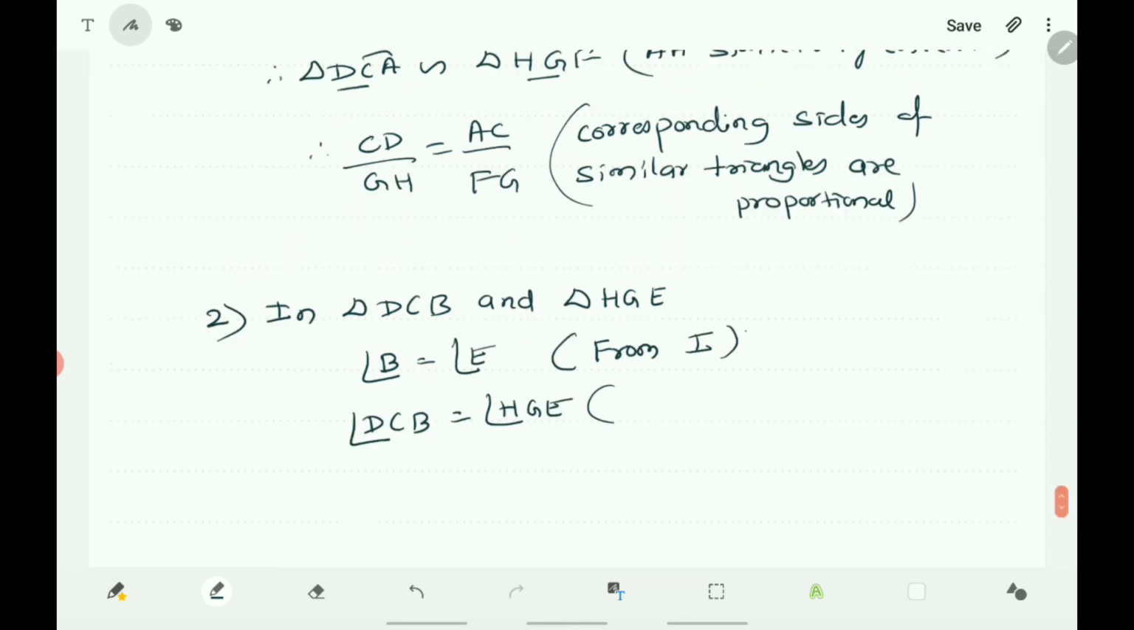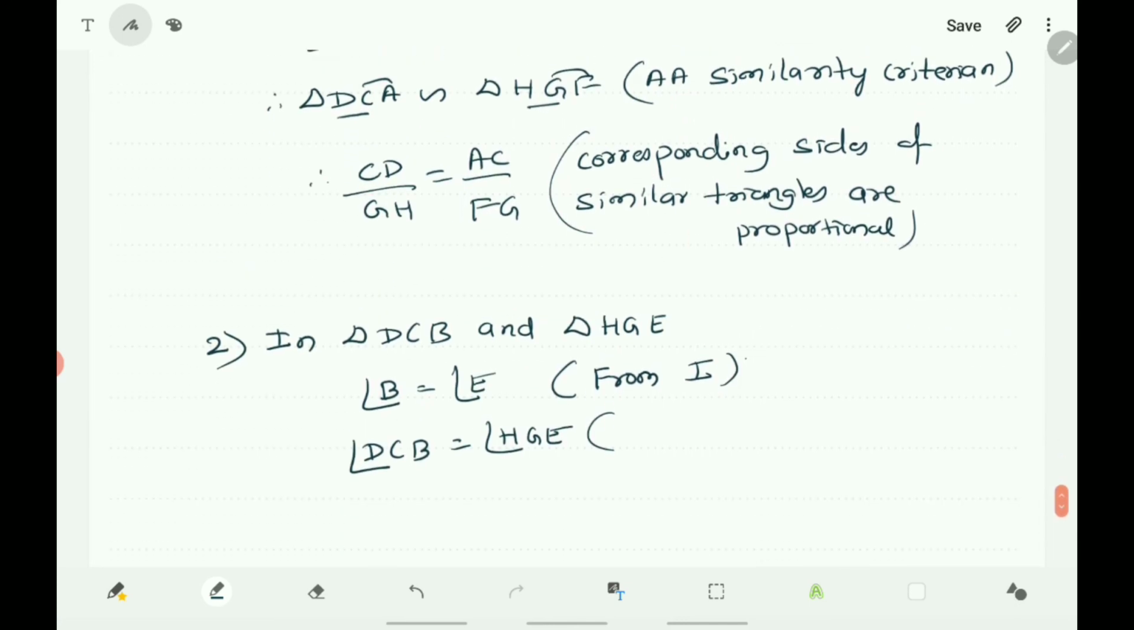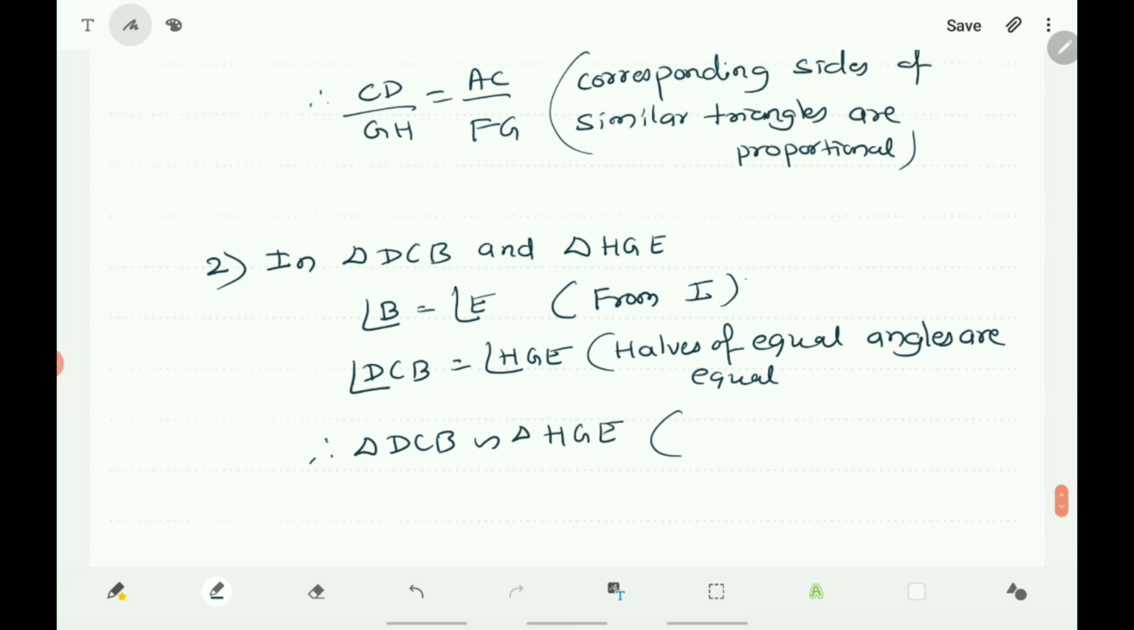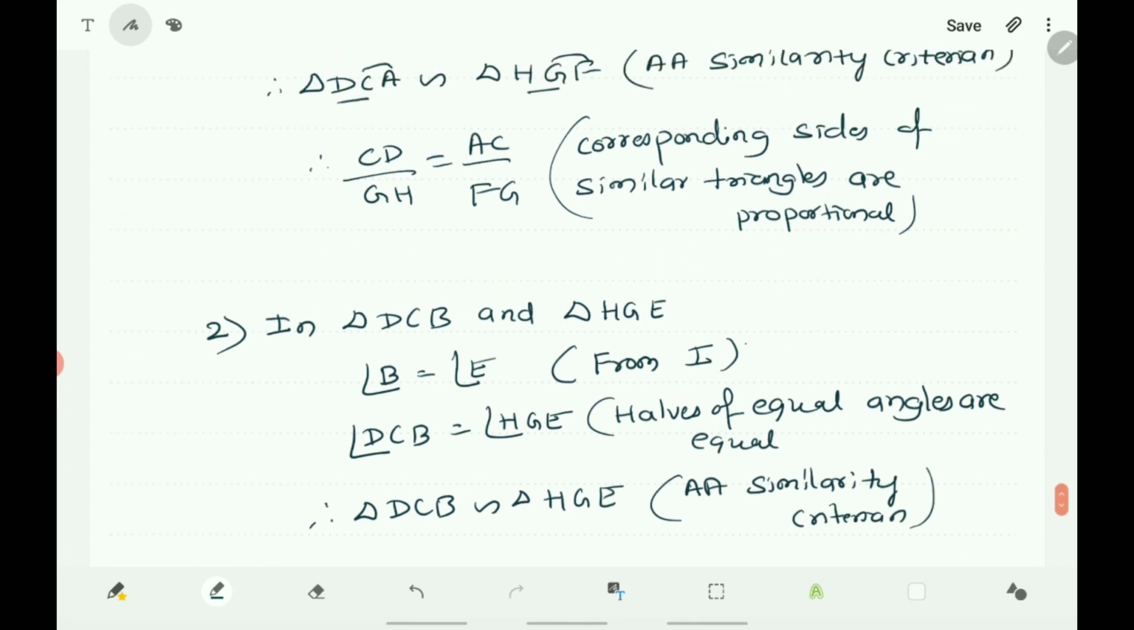You can give the same reason, halves of equal angles are equal. Again you got that according to AA similarity criterion you can write, therefore triangle DCB is similar to triangle HGE. So the criterion used here is AA similarity criterion. You got the second one also.